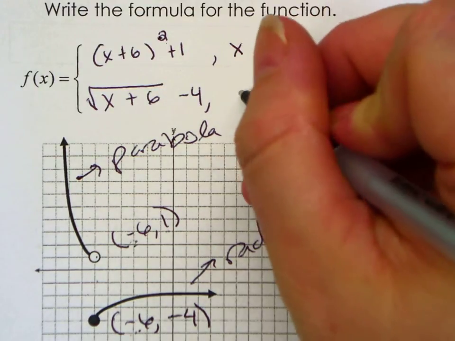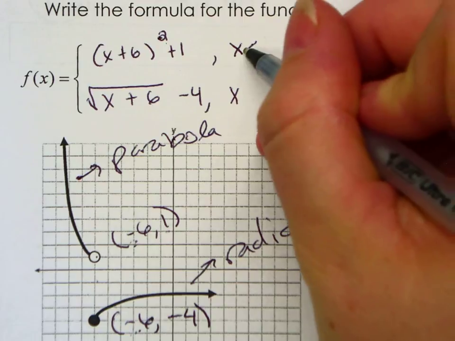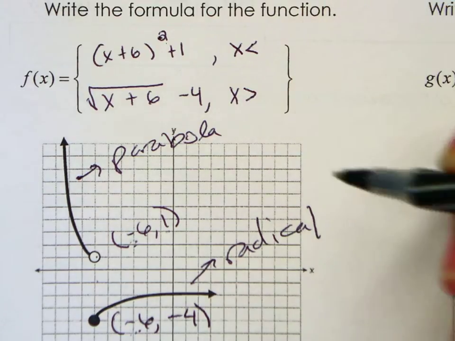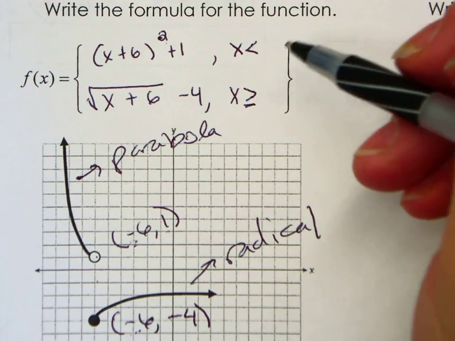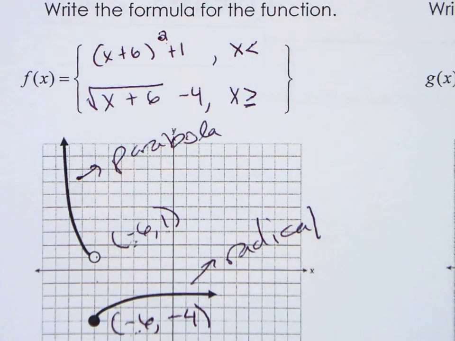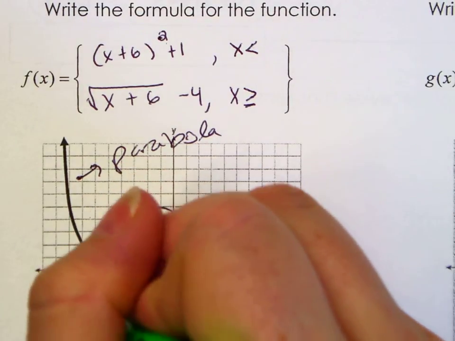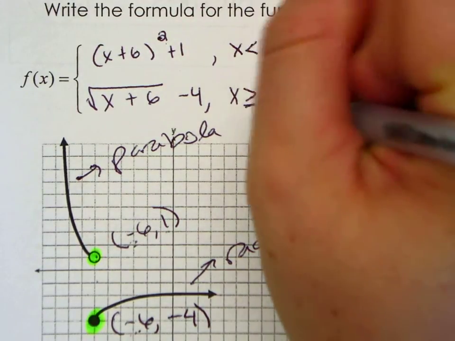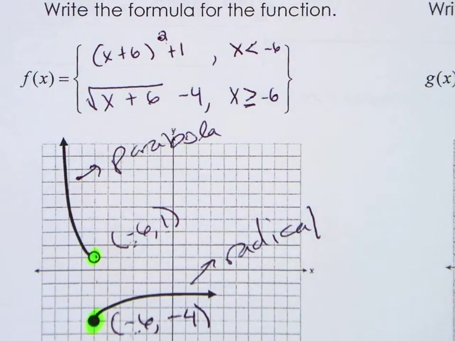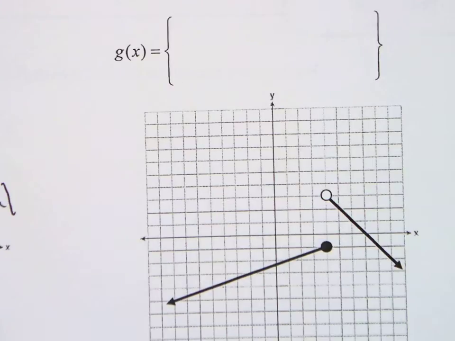All right, the parabola is on the left. This is on the right. Where's the equal sign? The radical has it. Now, what is the x value that they share? They both have negative 6. Okay, and we're done. And number 4.